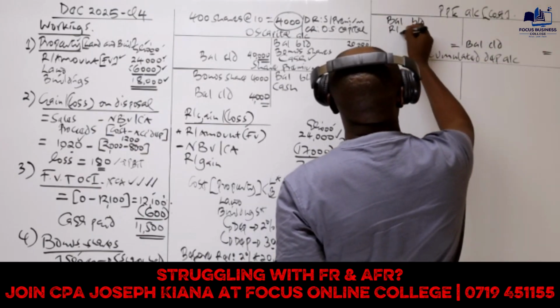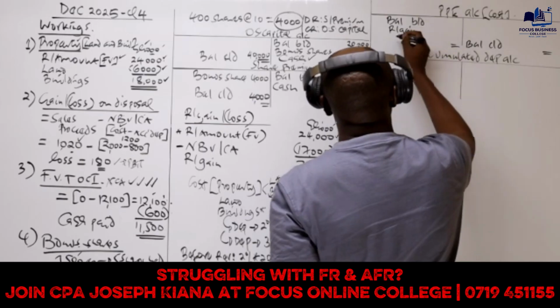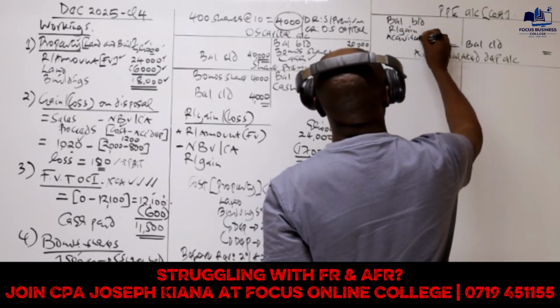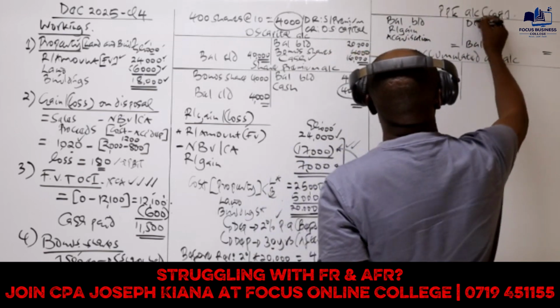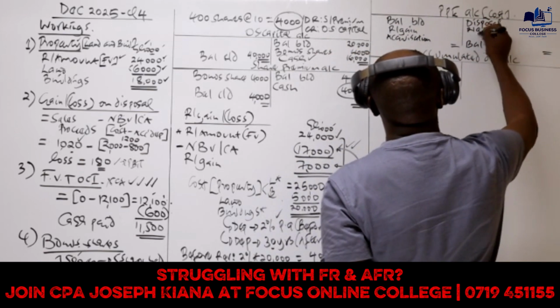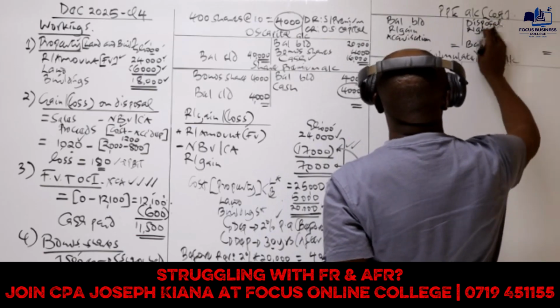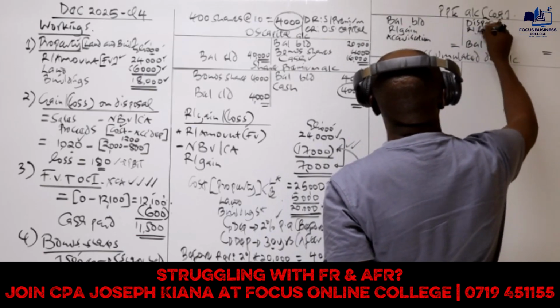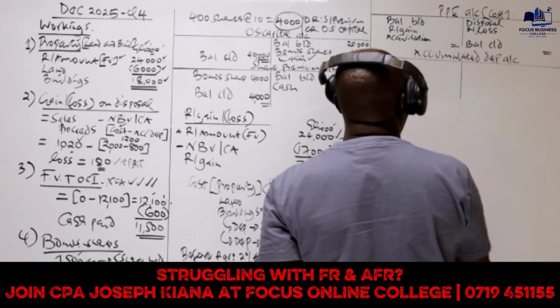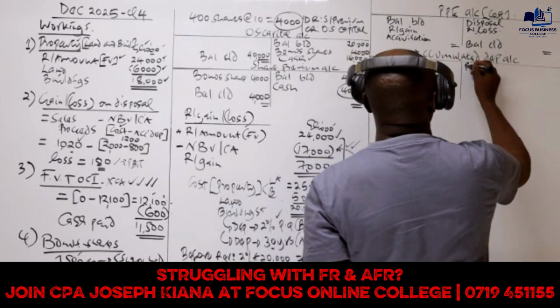Then on this side, we record any revaluation gain. We record acquisitions. Then on this side, we record disposal and any revaluation loss. Any revaluation loss? Yes. Then in this account, what do we record?